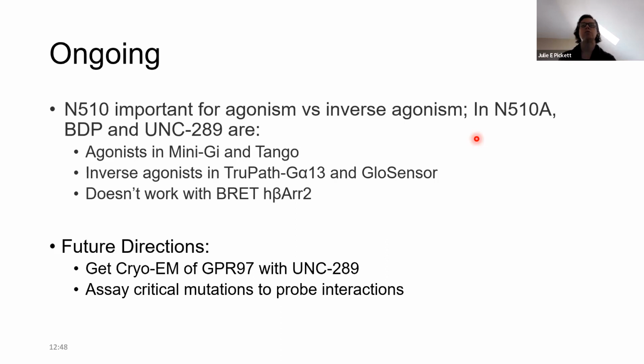So we decided to get a cryo-EM structure of GPR97 with compound 289, the positive probe. That is in process right now. Once we have that in hand, we'll see what critical mutations are indicated by that structure for the positioning of 289, and then do more mutational work to assess those probe interactions. So that is where this project stands.